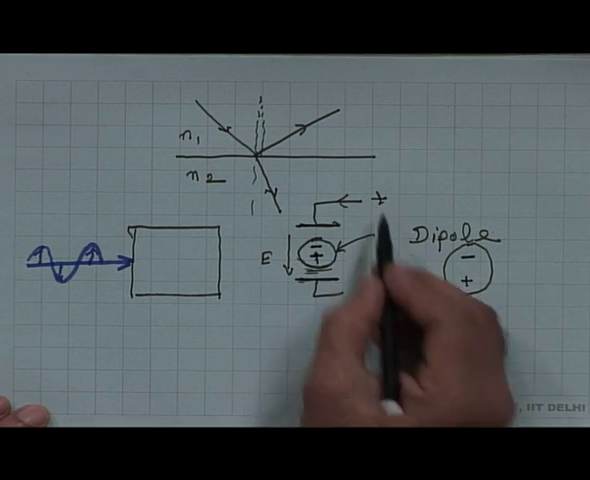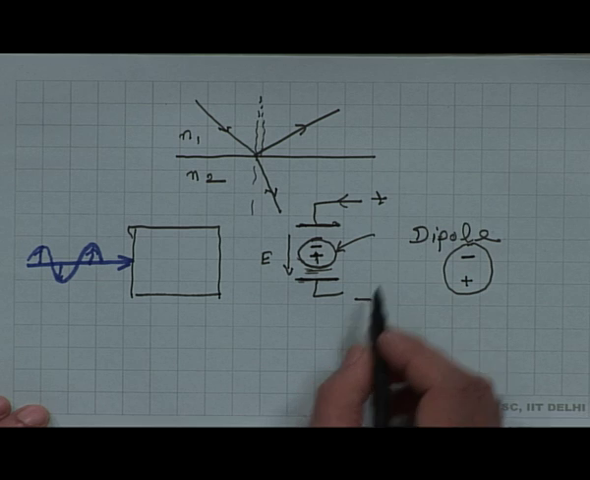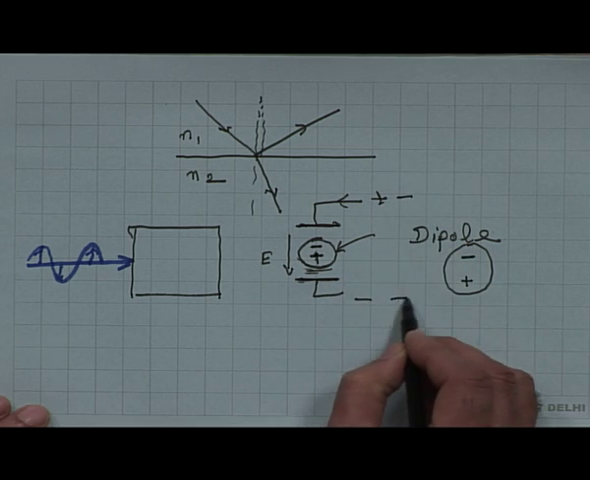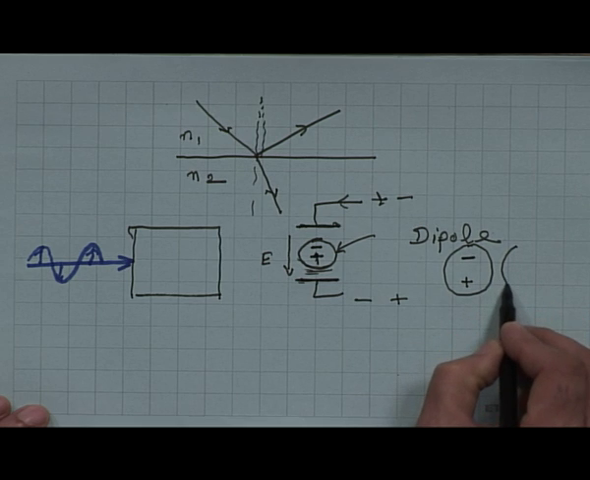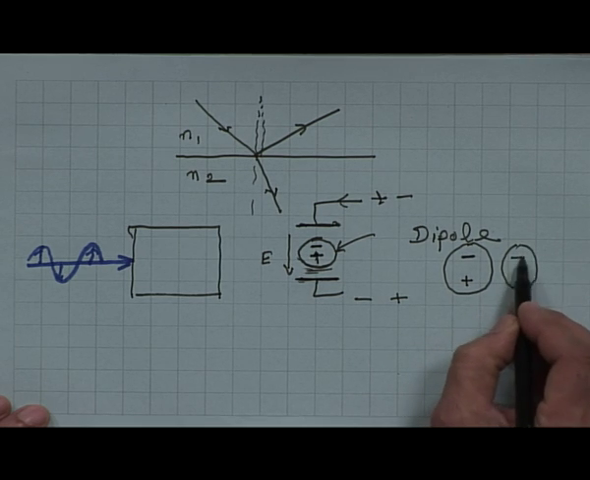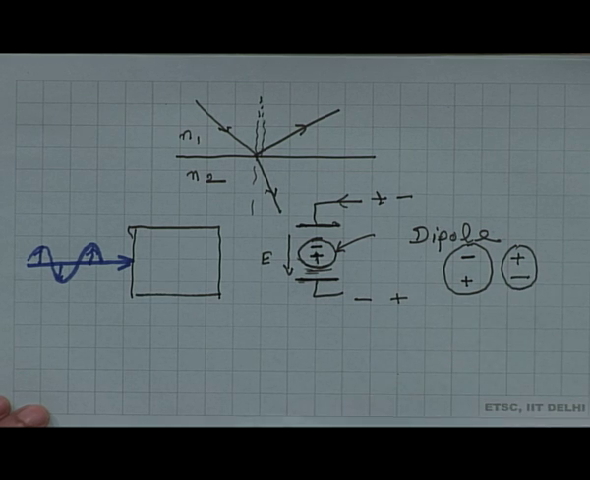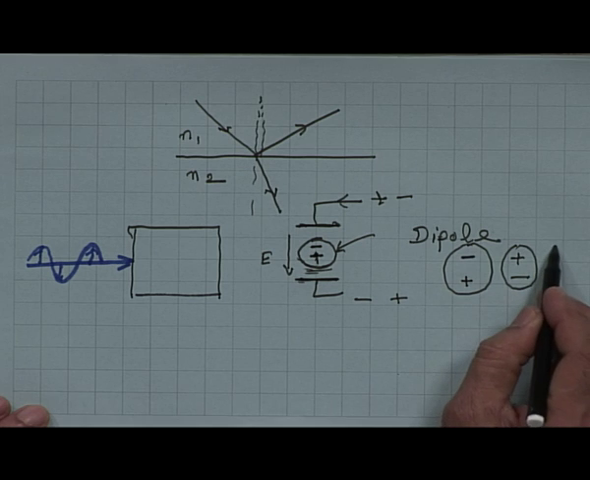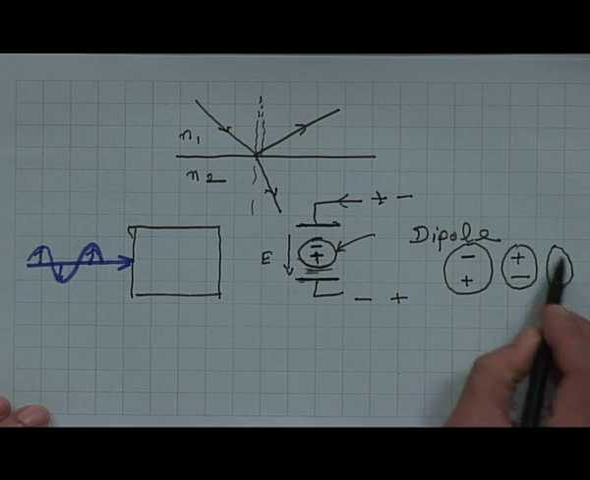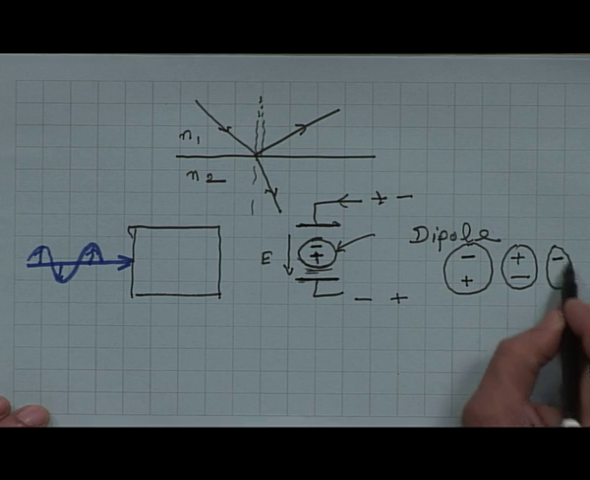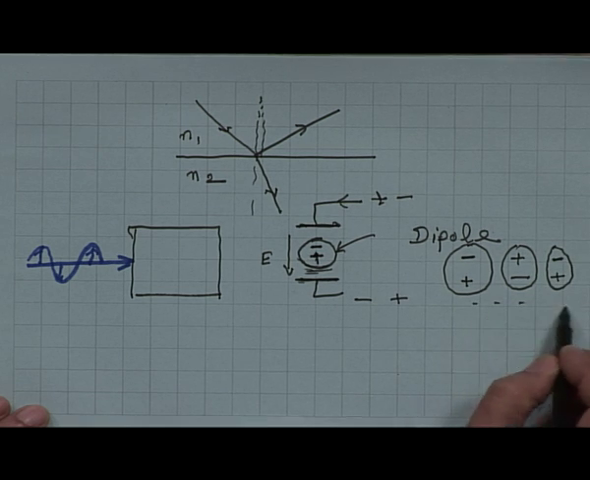Now, this is a steady DC field if I apply. Suppose I reverse the field, then I will have the positive coming this side and negative charges moving to the other side. I reverse again, then I have positive, negative here and positive here and so on.